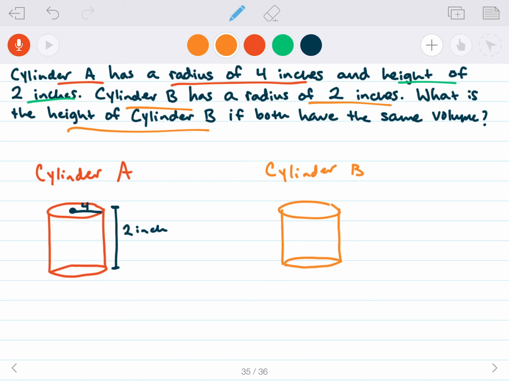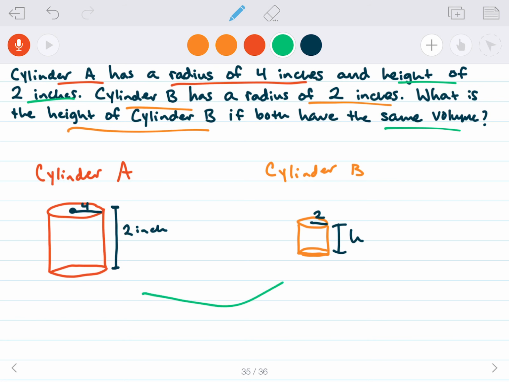So cylinder B has a radius of 2 inches, and again, I didn't draw this to scale, but now it's kind of bothering me since I mentioned it, so maybe it looks a little bit more like that. It's a little bit smaller. And it has a radius of 2 inches, so let's put that right here. We don't know what the height of this guy is, but we know that they have the same volume. Okay, so these two have the same volume.